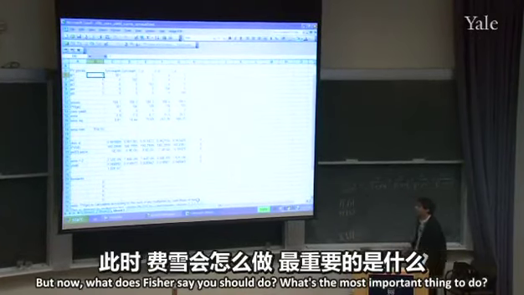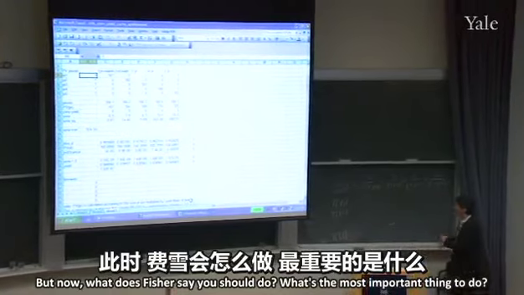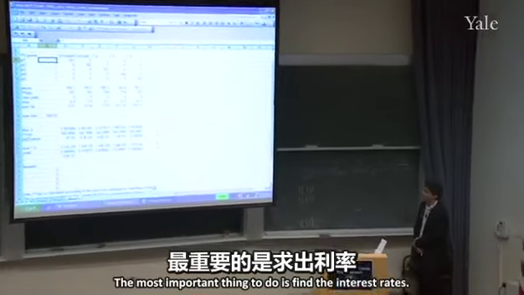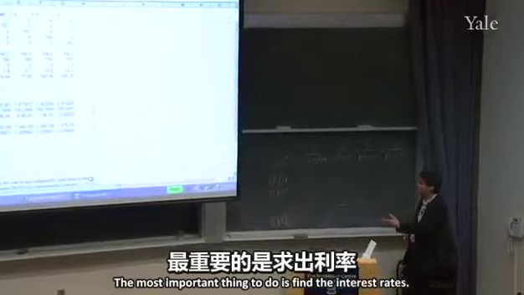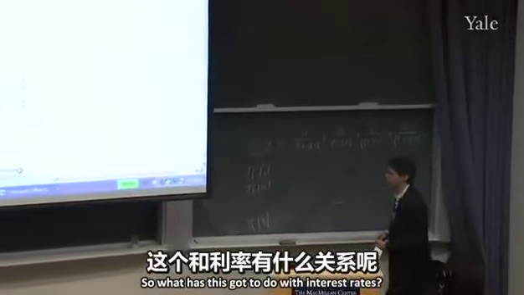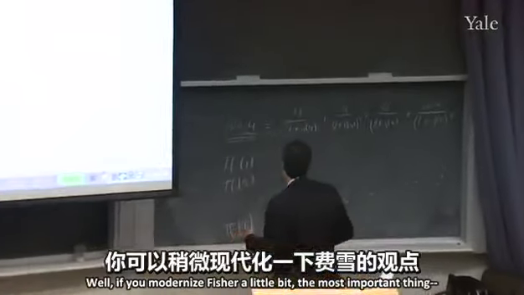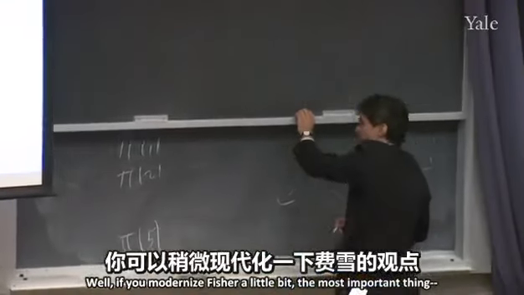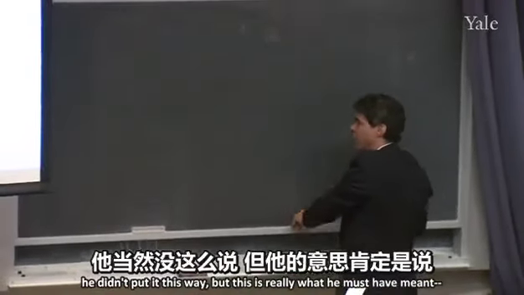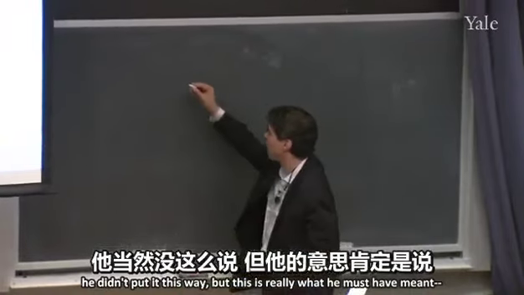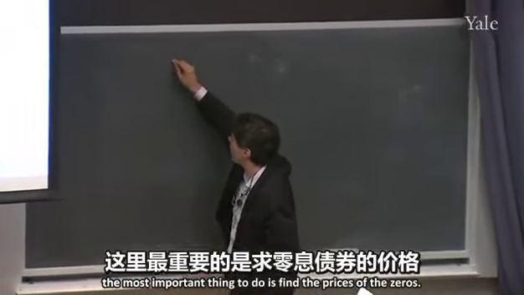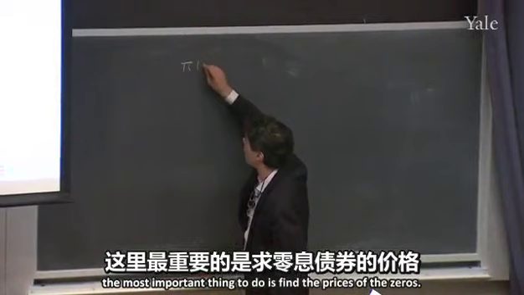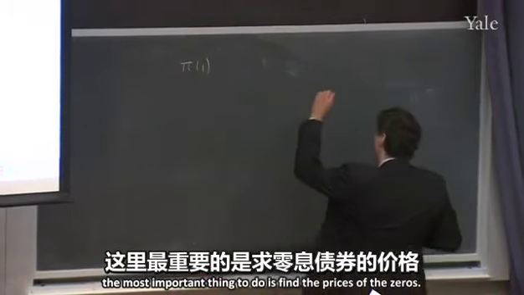But now what does Fisher say you should do? What's the most important thing to do? The most important thing to do is find the interest rates. So what has this got to do with interest rates? Well, if you modernize Fisher a little bit, the most important thing, he didn't put it this way, but this is really what he must have meant, is to find the prices of the zeros.